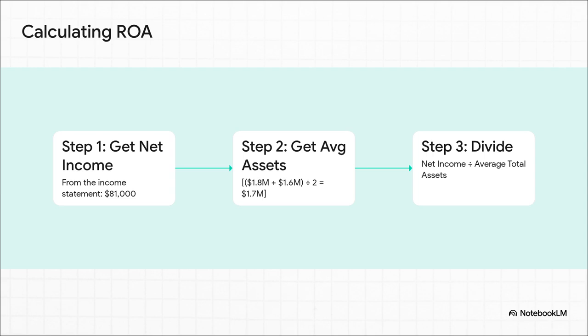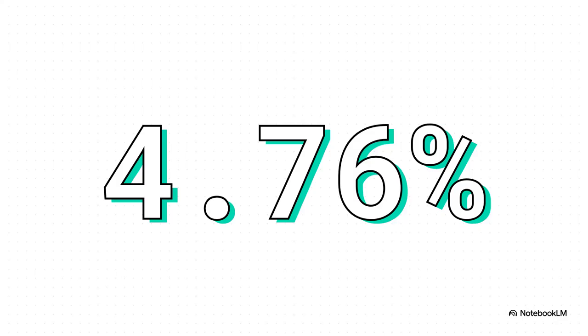Step 2, we need our denominator, the average assets. So we take the ending assets, $1.8 million, add the beginning assets, $1.6 million, and divide the whole thing by 2. That gives us our average, $1.7 million. Now for the easy part. Step 3, we just divide. And there we have it. $81,000 divided by $1.7 million gives us an ROA of 4.76%.